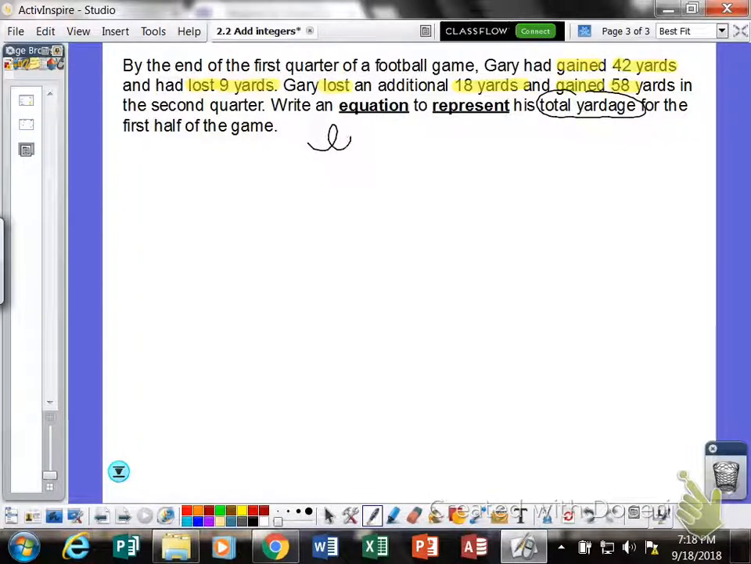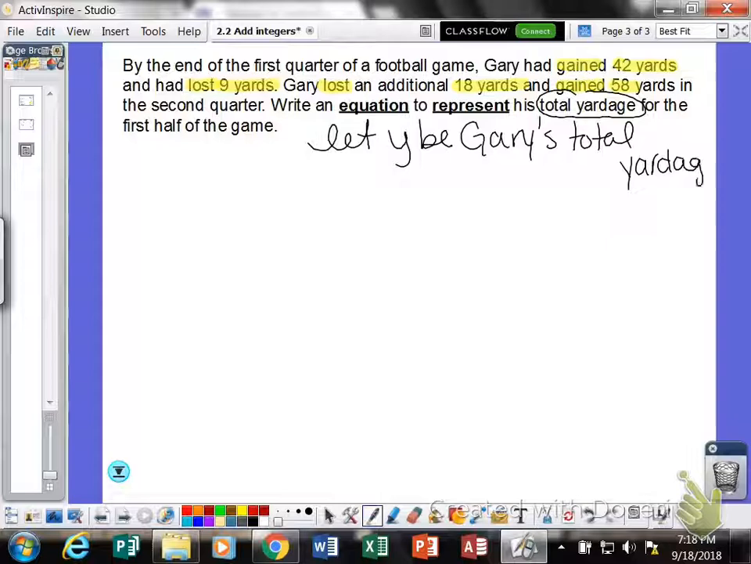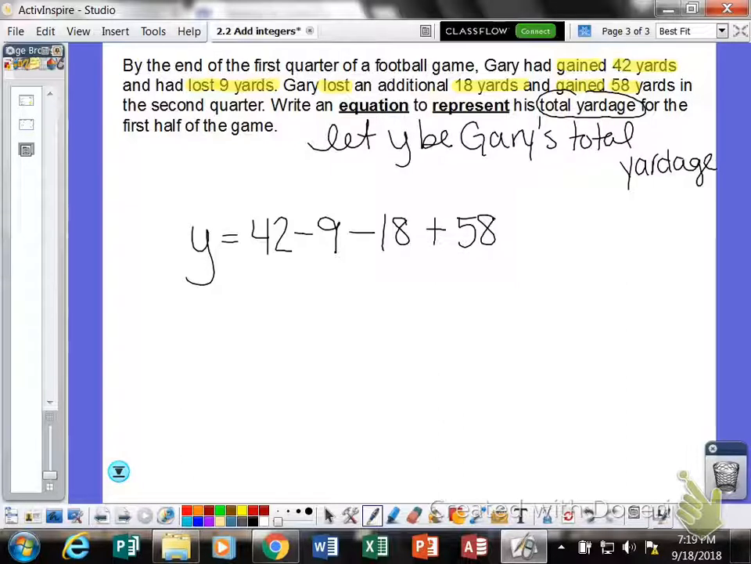So first we're going to let y be Gary's total yardage. Remember, we need to define that variable. So his total yardage y is going to equal, he gained 42, so that's a positive 42. He lost, which means minus 9. Gary lost an additional 18, but gained 58. Write an equation to represent his total yardage for the first half of the game. So then we can figure this out.